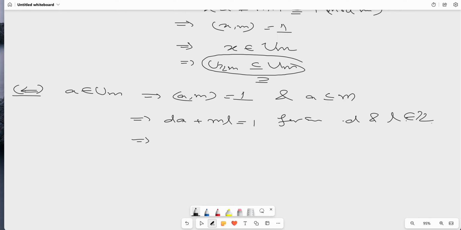So it means that, because you are in Zm, all the multiples of m are going to be 0. This means that d a is 1, right? So this means that a is a unit, right? So I have taken a in Um, and I have got a unit in Zm. That means that Um is contained in U of Zm.